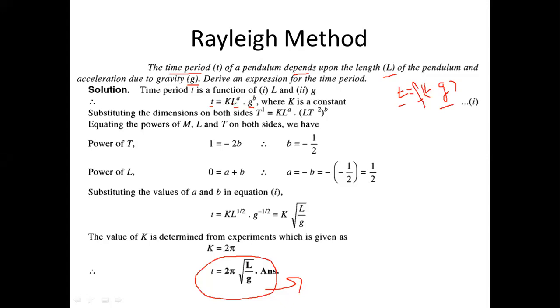And there could be some constant multiplied, like in this case we have 2 pi. Whenever a relation has a constant, we cannot find that constant using Rayleigh's method. This is one of the drawbacks of Rayleigh's method. In the question it is mentioned that time depends upon L and G, but it also depends upon this constant. So a relation with a constant cannot be found with the help of Rayleigh's method.